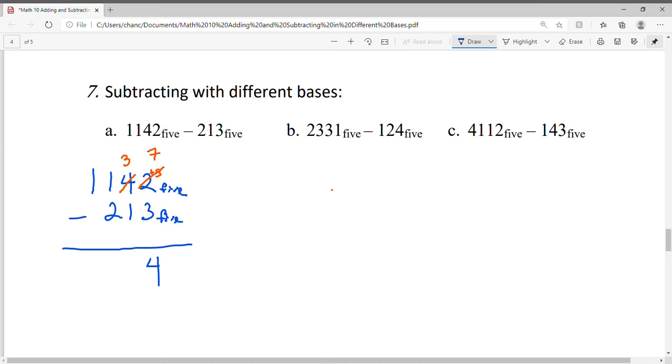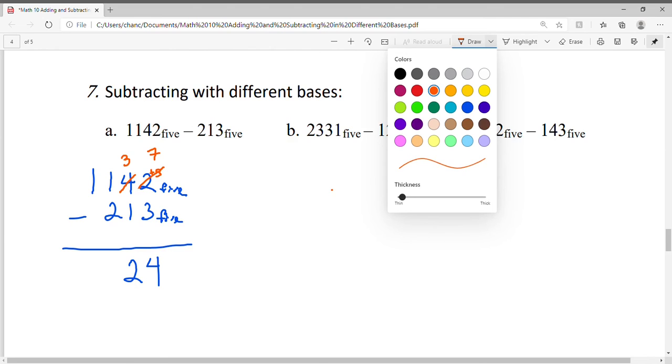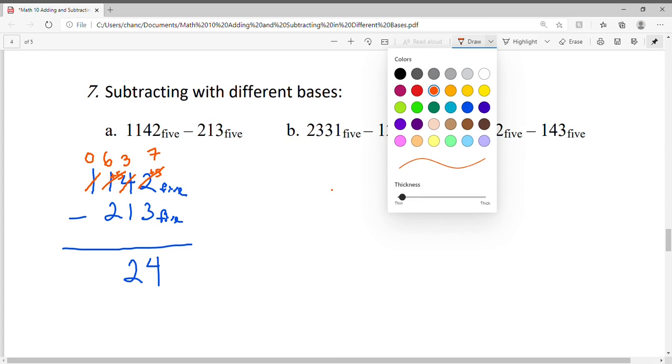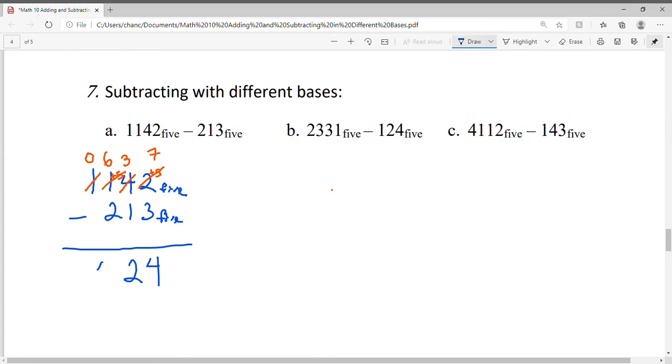I can now subtract 3 minus 1, which is 2. 1 minus 2, that's not possible. I gotta borrow. So let's borrow from this 1, and that becomes a 0. But I'm not borrowing 10, I'm borrowing 5. This is base 5. So we'll add a 5 to this 1. So this is actually 6. Let's subtract now. 6 minus 2 gives me 4. So our solution is 424 base 5. When you borrow, you're borrowing a 5, not a 10.